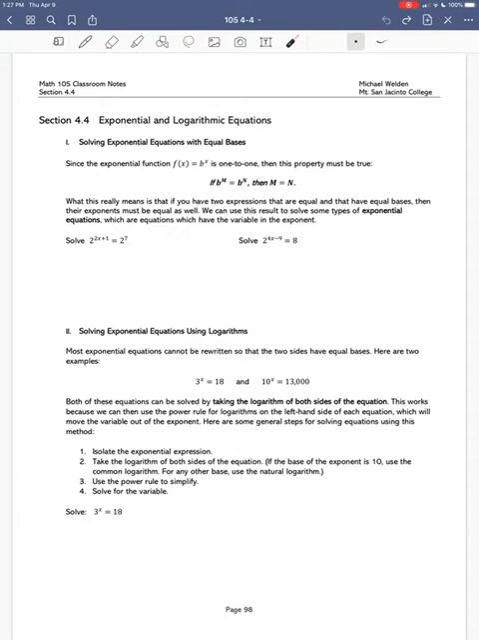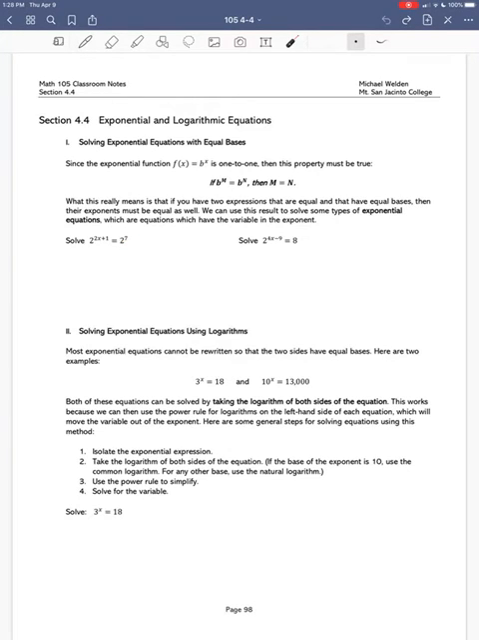And there are a couple varieties of exponential equations. We're going to start with solving exponential equations with equal bases. So that's where I have the same base on both sides of the equation, basically. And that's this first equation down here. I've got 2 to a power and 2 to a power.